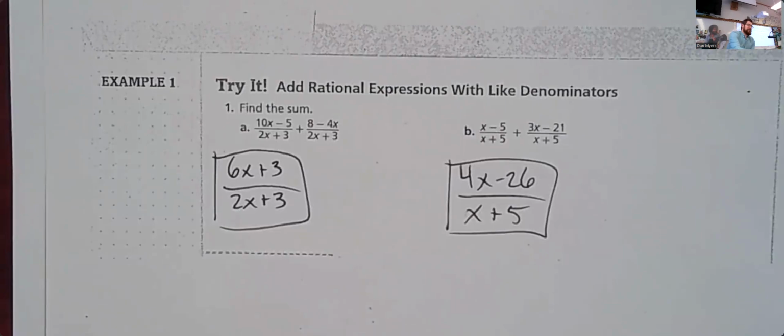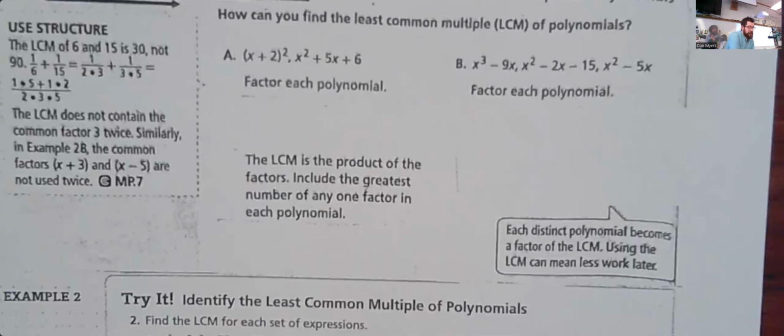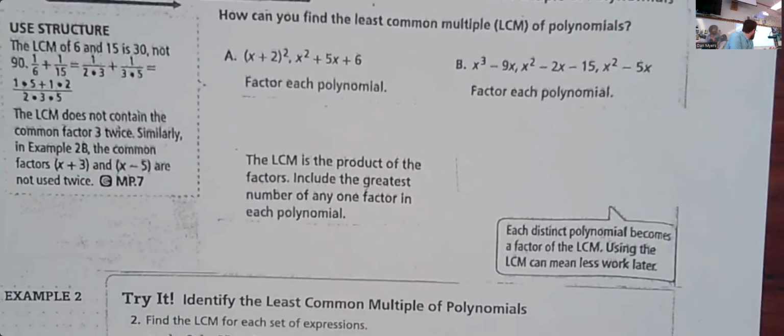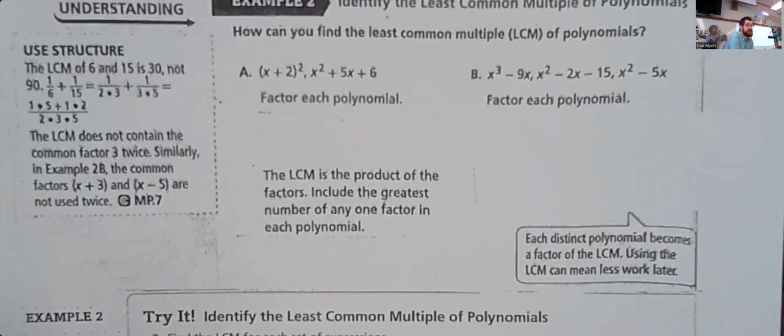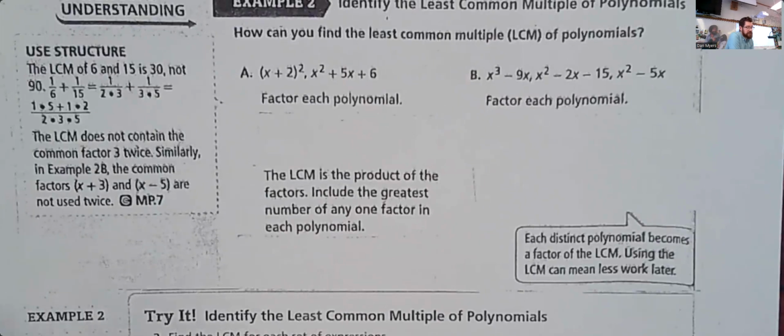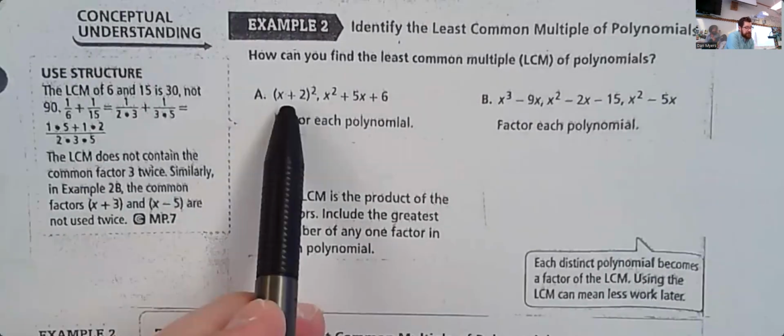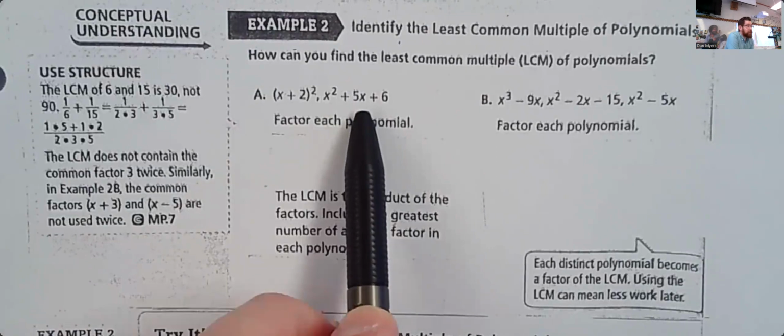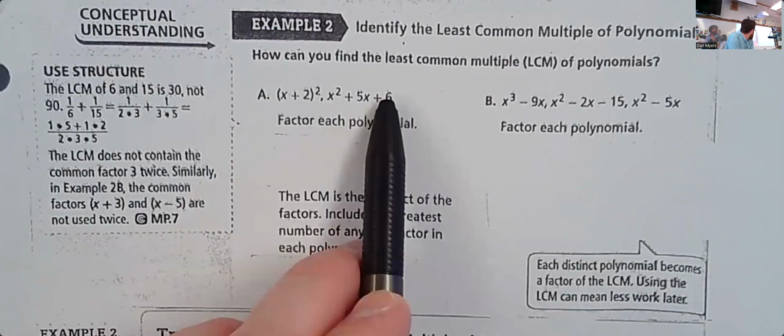All right. It's more interesting though this way. All right, so first thing we're going to do, we're not actually going to be adding fractions yet. We're just going to be talking about finding least common multiples. So we're going to have two different expressions here. And we're going to try to figure out what is the least common multiple between those two.